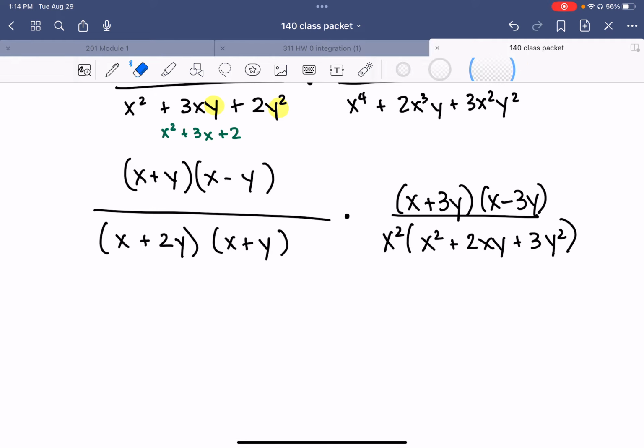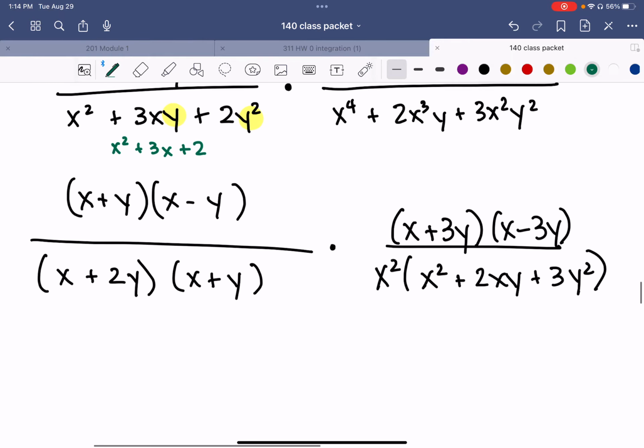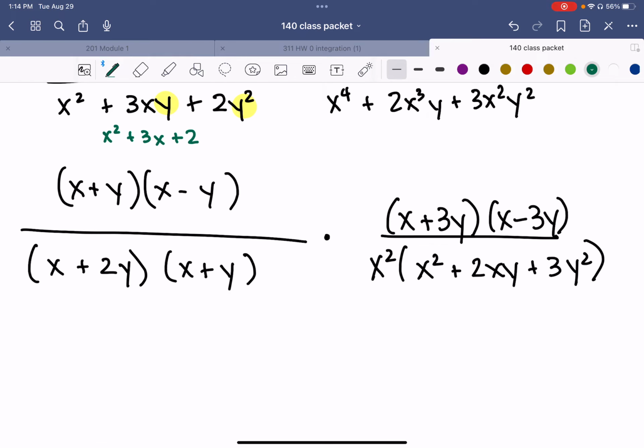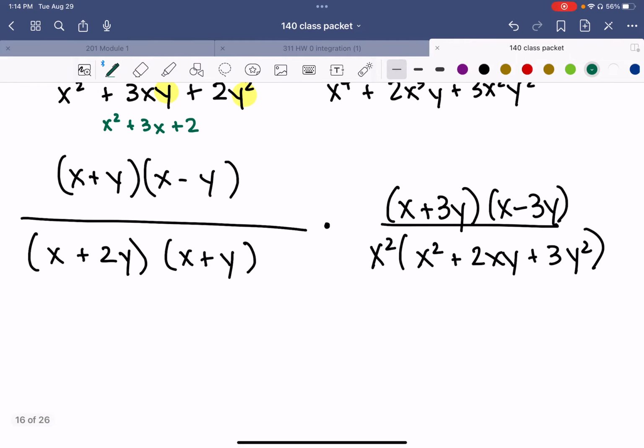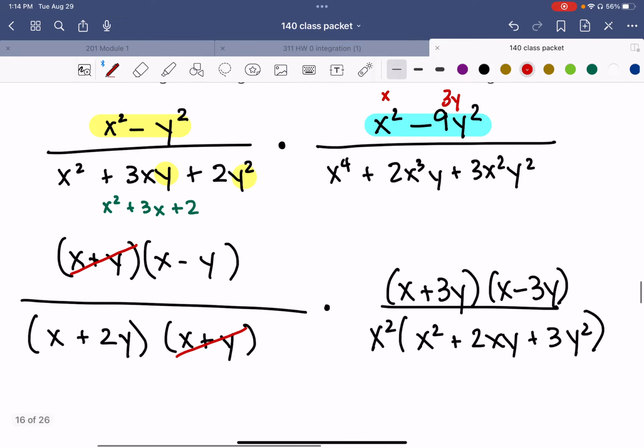Okay, now that we have it nice and factored, we're going to say, is there anything we can cancel? Well, did I copy this wrong? No, I did not. I was just looking for more things to cancel. Let's see, does anything cancel? I see an x plus 1, y, that will cancel top and bottom. Yeah, that's about all I'm seeing.